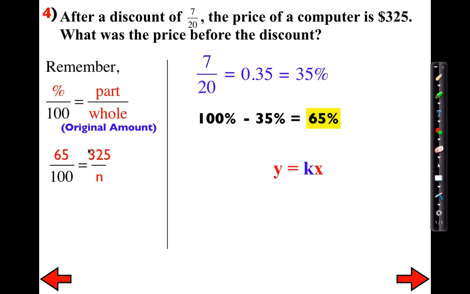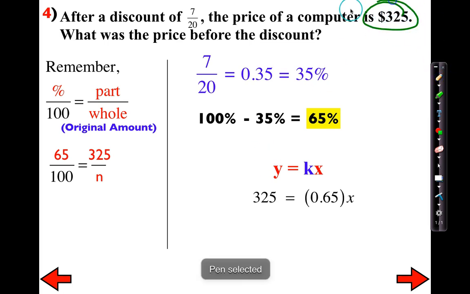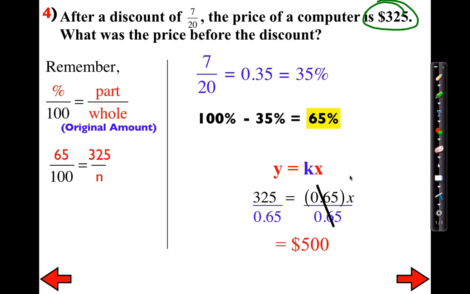Now, the other way would be to use your equation, y equals kx. This one's a little bit straightforward. You need to know that this is your new price, so that's going to go in for y. 65% goes in for x, and since I'm trying to figure out the original price, we're going to go ahead and leave an x there. So you just have to divide both sides by the 65/100ths, and you're going to end up with x is 500. So what does this mean? It means this computer originally cost $500.